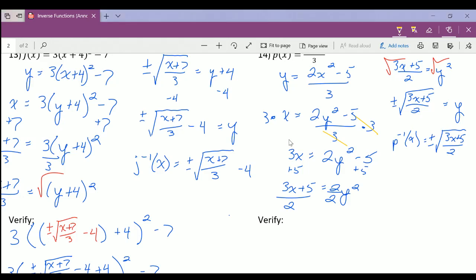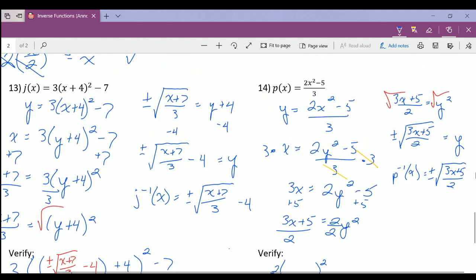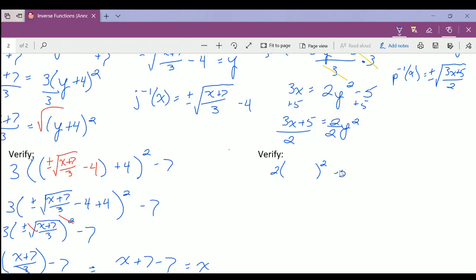Okay. Only one thing left is to verify that this is actually the inverse. So let me go back so I can see what that is. 2x squared, what was it, minus 5 over 3? Yeah, minus 5 over 3. And then inside the parentheses, we will put what we believe to be the inverse. Positive, negative, square root, 3x plus 5 over 2. Cool.